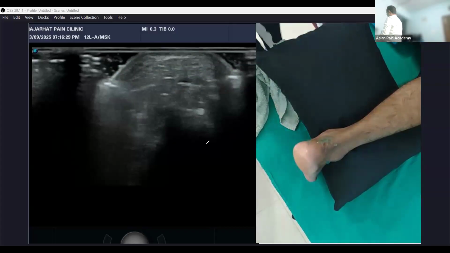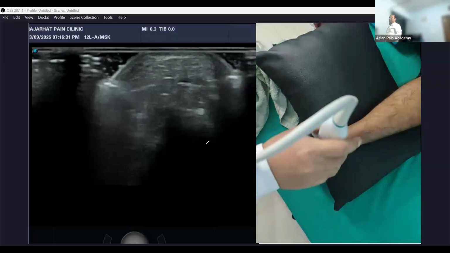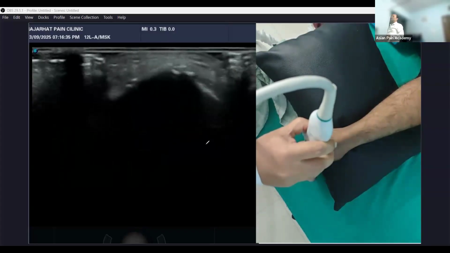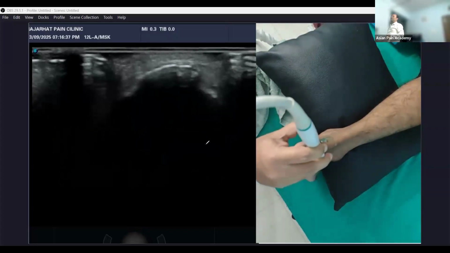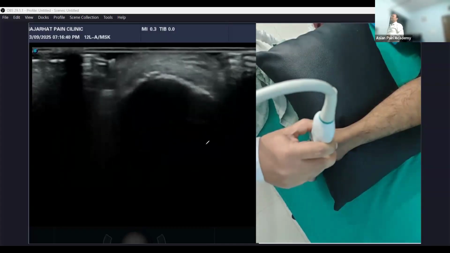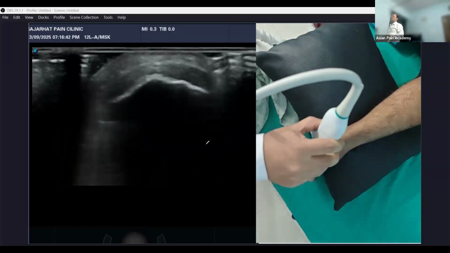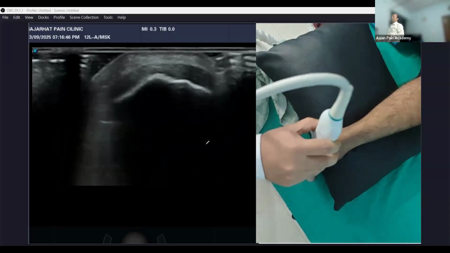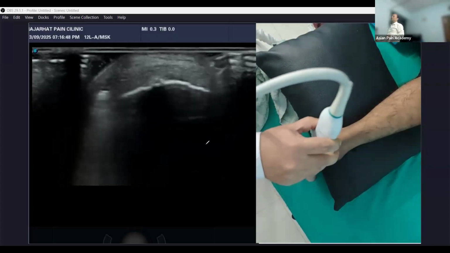See again. So left side of the screen. So it has inserted already over the calcaneum. Now what we see is the tendon. See, anisotropy. I can make it black and white. So this is the anisotropy.